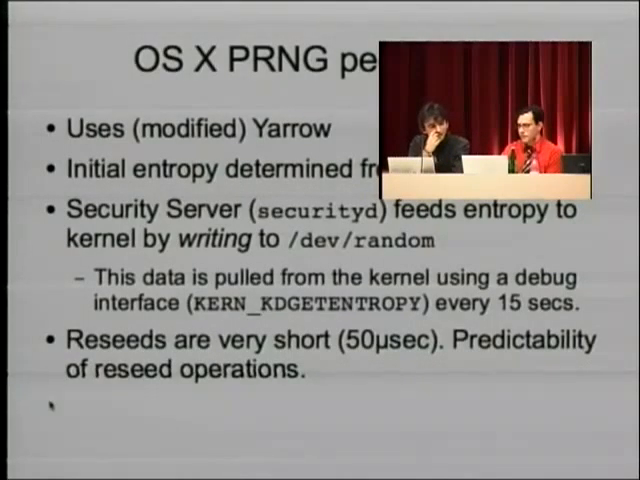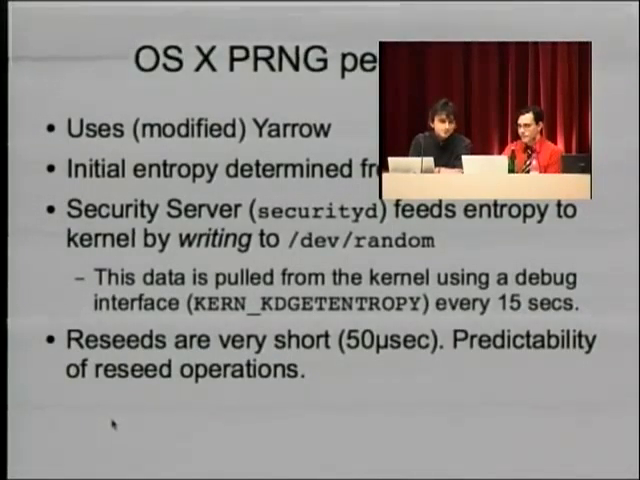Periodically, and these reseeds are shorter than it looks, because when you first look at the source code, it says 50 ticks. Now, you'd expect that 50 ticks are something like 50 times 100th of a second, but it's not. It's actually 50 milliseconds.